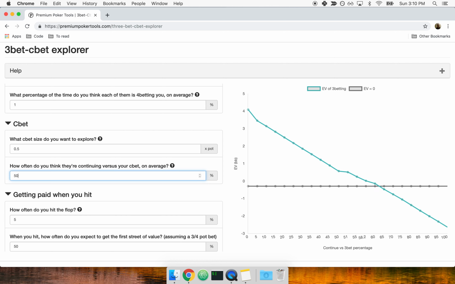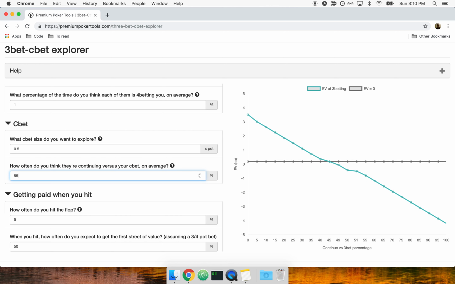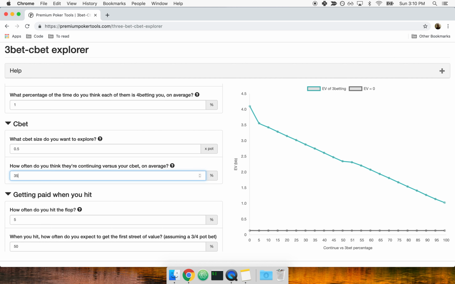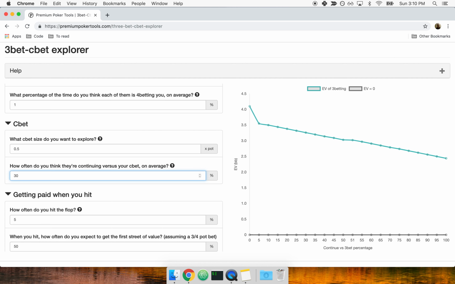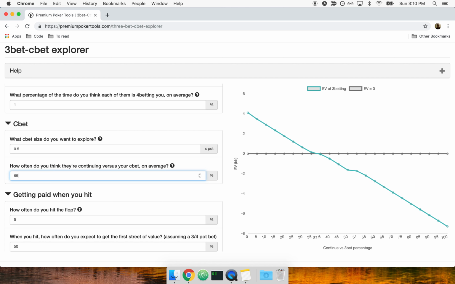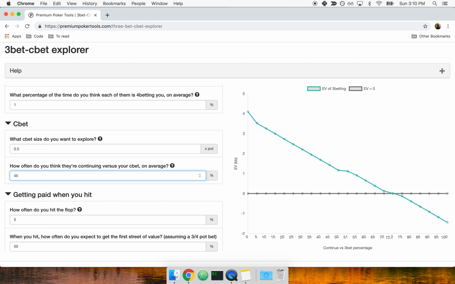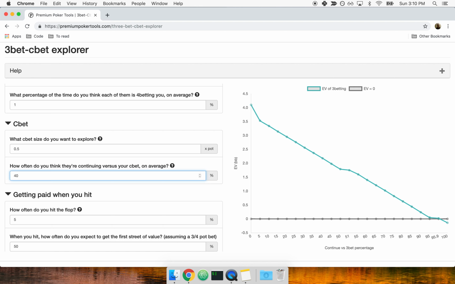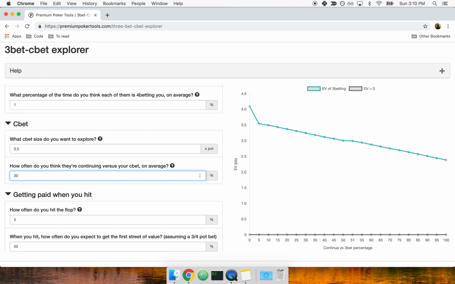And as we play with this, we can see that the graph is pretty sensitive to how often they continue versus our cbet. So this is a really important factor. My biggest takeaway here is that if we're against a fit or fold kind of opponent, if they only continue 30% of the time, we have a huge auto profit. I mean, we're making a ton of money right here.